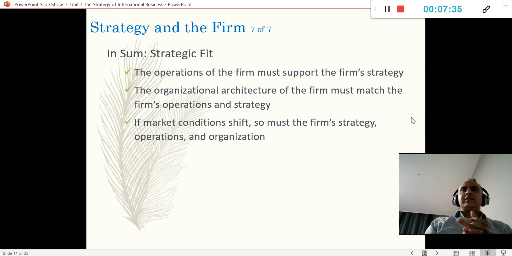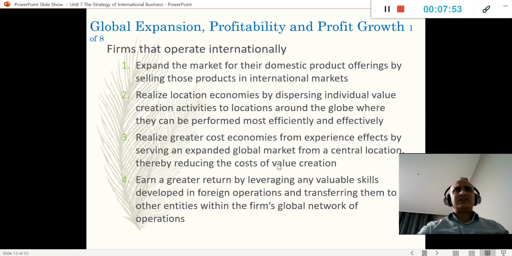The strategic fit means how we put everything together and how we put all this engine to work in the most adequate way, and how we push those resources in order to achieve more profit or to expand the market, etc. In this case, we're talking about international business, so we're going to talk a lot about expanding the market. So first of all, we have expansion of the market, because of their domestic product offerings, selling those products in international markets.